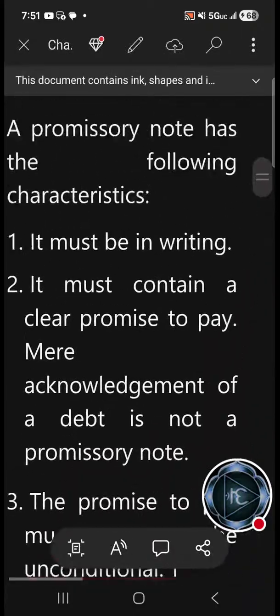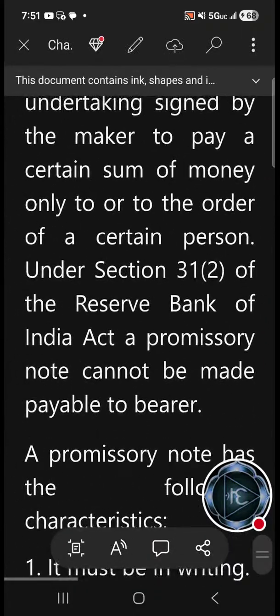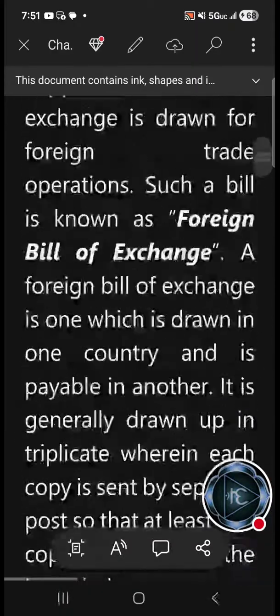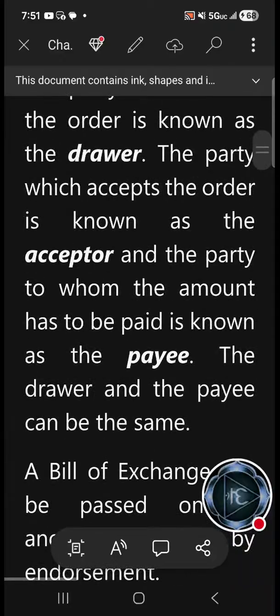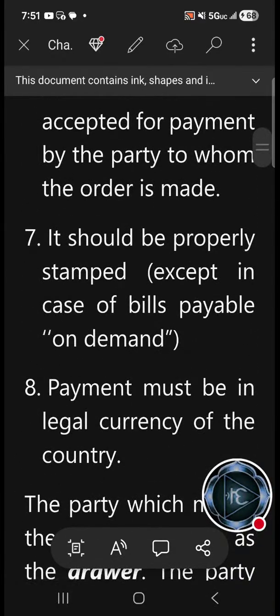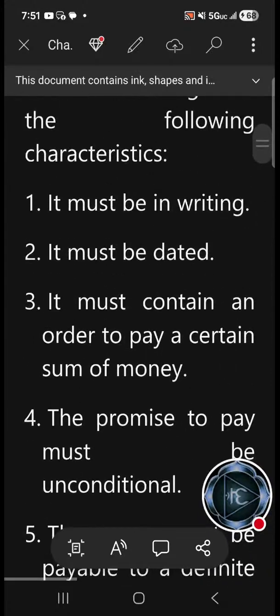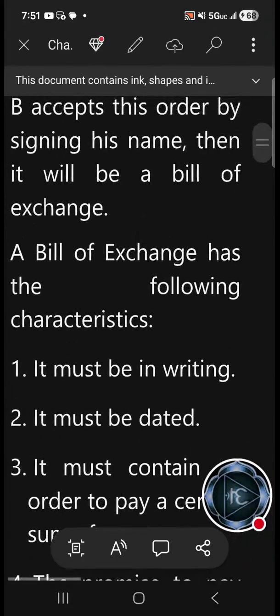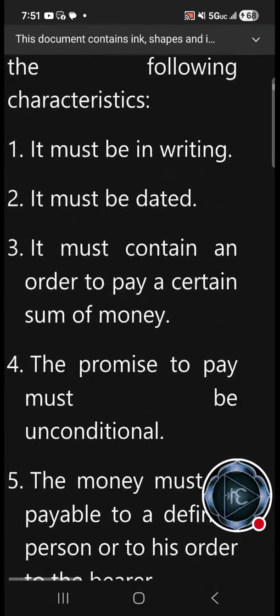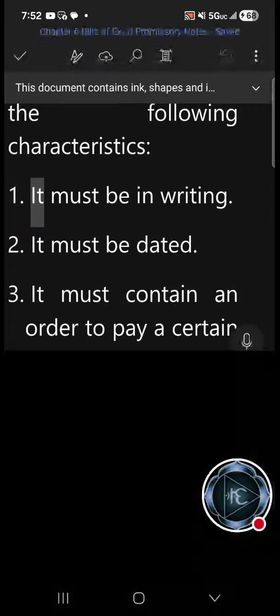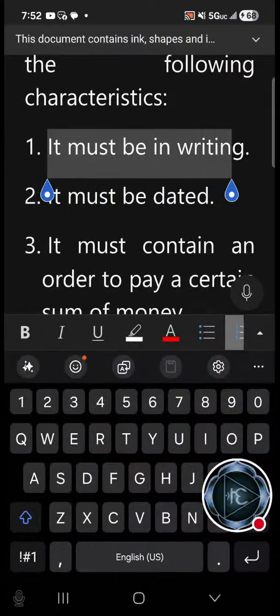Let's go back up, because we need to discuss this. She's moving a little too fast. Let's go back up. That's a little hard to follow along, all right? A bill of exchange has the following characteristics. Let's stick to that. It must be in writing, okay?